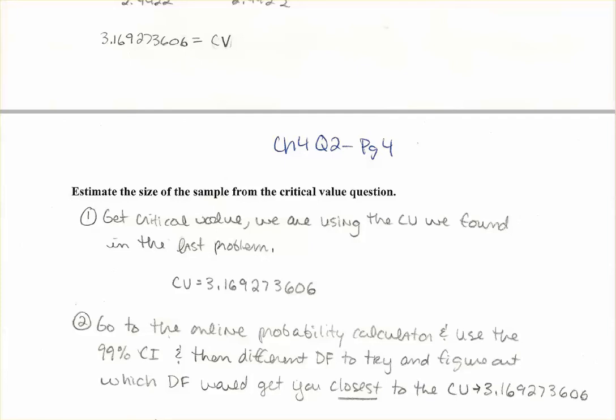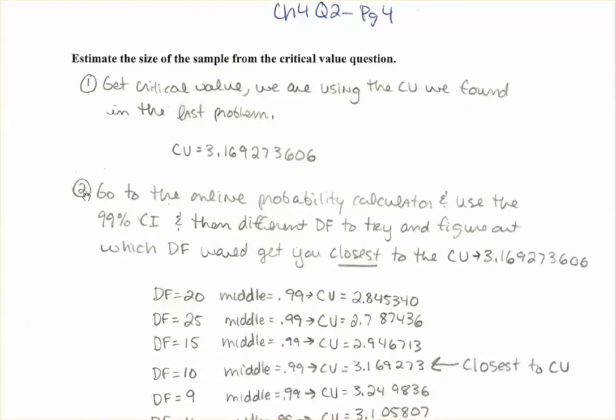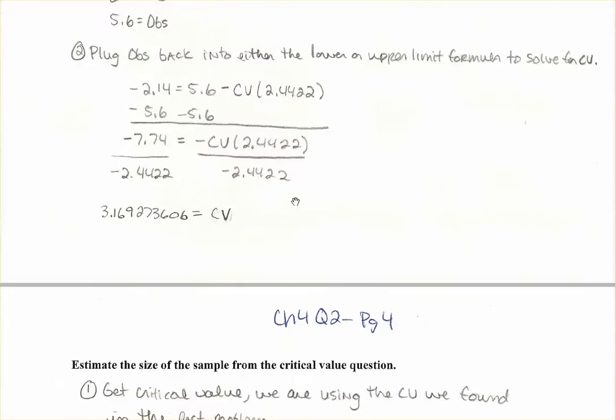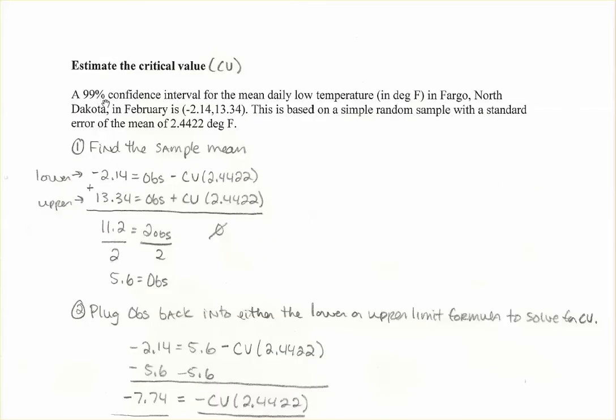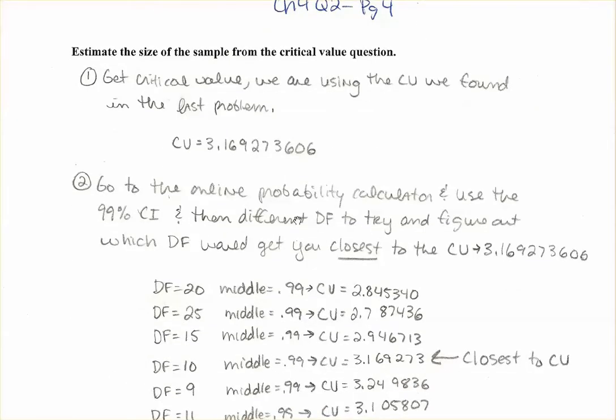So technically, step 2 here is step 3 if you're actually doing this for the quiz. You need to get your critical value, which we did in the last problem. Then we need to go to the online probability calculator and use the 99% confidence interval. And that's from right up here, the 99% confidence interval. And then we're going to try different degrees of freedom to figure out which degrees of freedom would get you closest to the critical value.